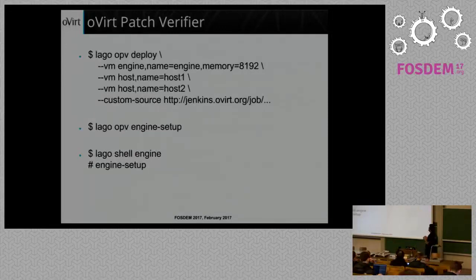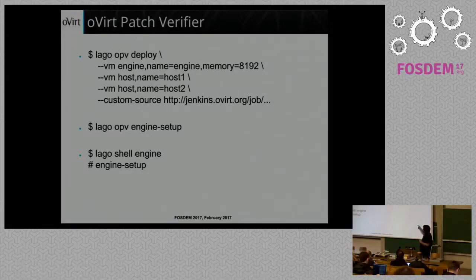So these are some common examples. The first one is the deploy itself. We are creating one engine machine with 8 GB of RAM and 2 hosts, and we are using a custom patch from Gerrit and from Jenkins. This command will create 3 VMs, one for the oVirt engine and 2 for oVirt hosts, using the RPMs from the build I mentioned.